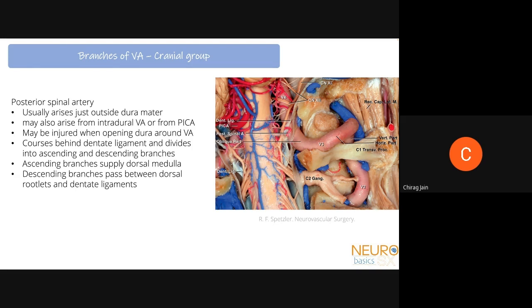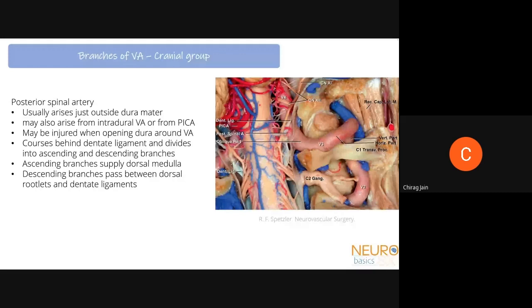Once it enters and runs behind the dentate ligament, it will then divide into an ascending branch which will go up and a descending branch which will go down. The ascending branch will supply the dorsal part of the medulla. The descending branch will pass between the dentate ligament and the dorsal rootlets and supply the spinal cord.